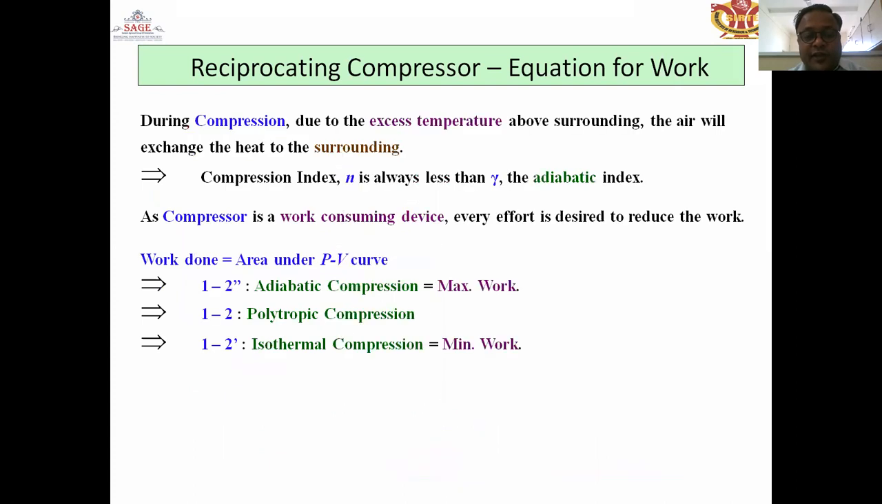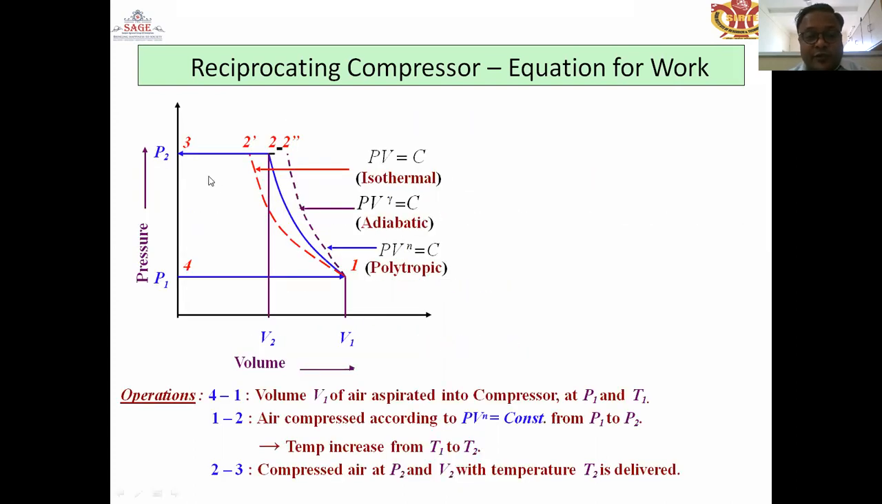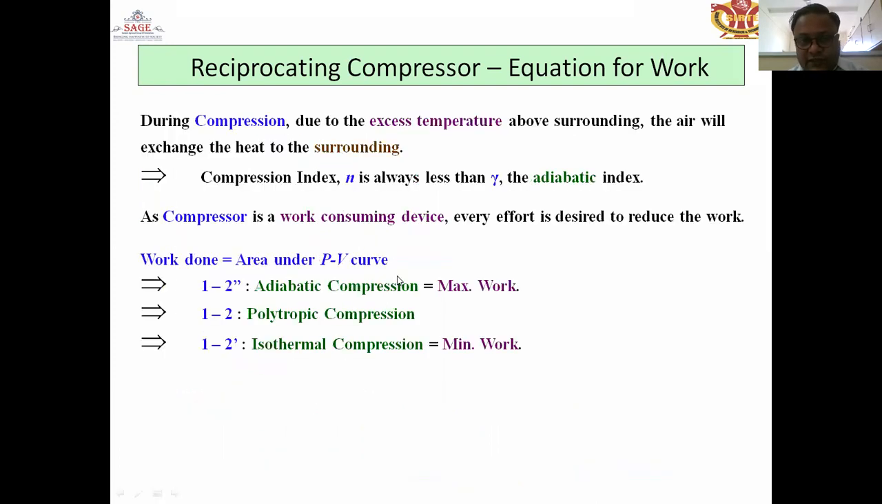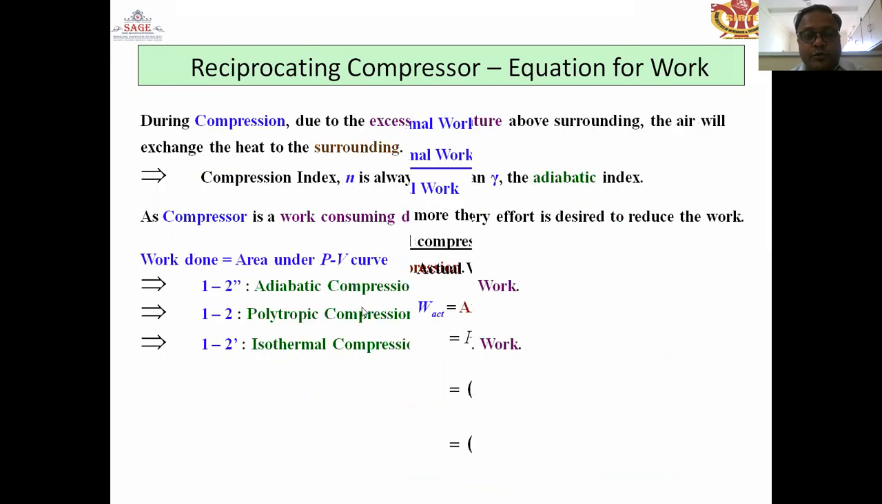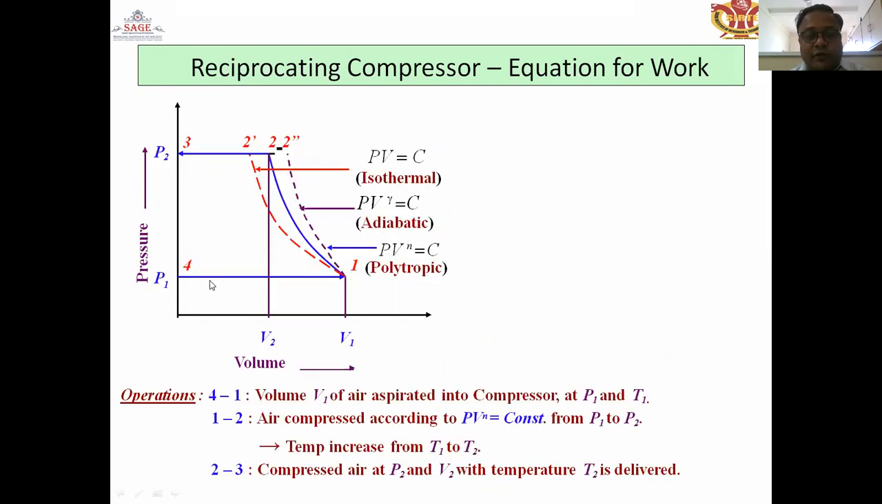It requires the least work. And 1 to 2 double dash, which is shown here, requires the maximum work done. And the polytropic compression requires the intermediate work done. This is the polytropic compression showing the line 1 to 2. It shows the 1 to 2 process, which is the polytropic.